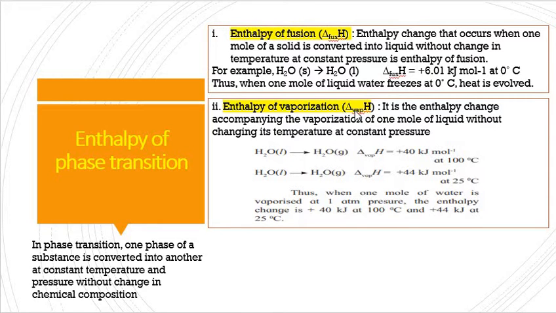enthalpy of vaporization, denoted by delta Vap capital H. It is the enthalpy change accompanying the vaporization of 1 mole of liquid without changing its temperature at constant pressure. When 1 mole of water is vaporized at 1 atmospheric pressure, the enthalpy change is 40.7 kilojoule per mole at 100 degrees Celsius. Whereas when water is vaporized into gaseous state at 25 degrees Celsius, the delta Vap H is equal to 44 kilojoule per mole.